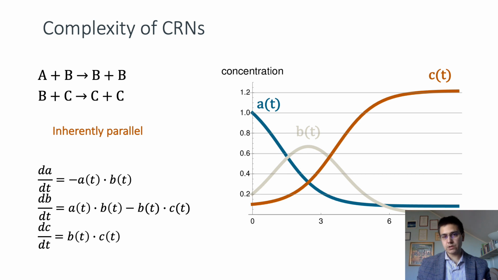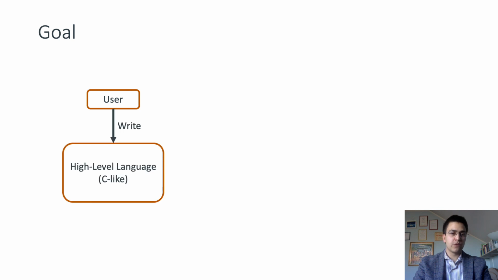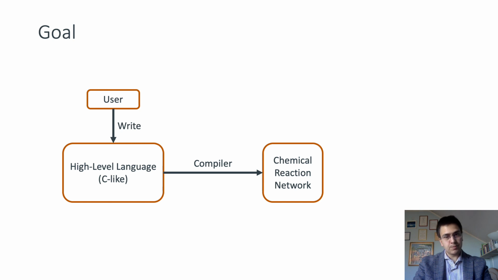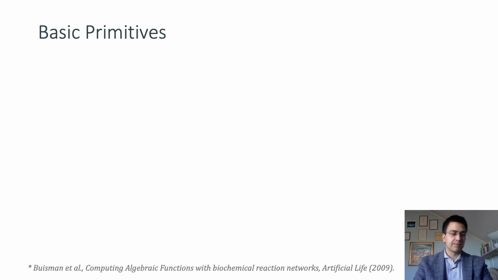My goal of my research is to make programming abstractions that make it more intuitive to describe desired intent and that then translate to the level of chemical reactions automatically. Let's restate that goal. So we want to enable a user to write in a high-level language such as C or Java and then build a compiler from that language down to chemical reactions, which then can be simulated or eventually implemented in a lab. So let's see how we can build such a language.